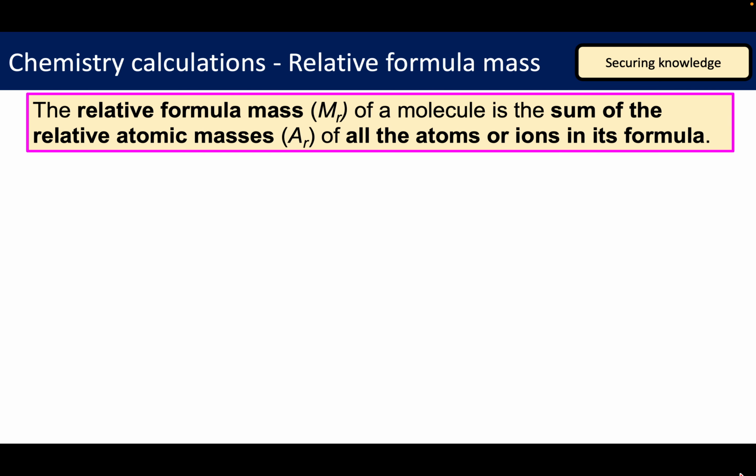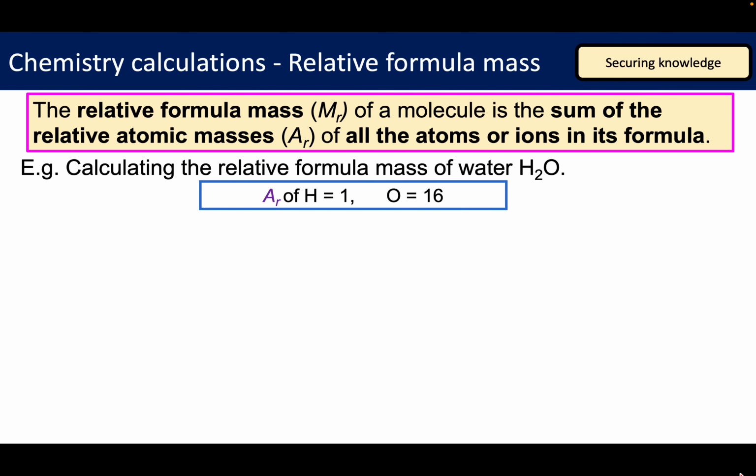So let's secure the knowledge of what relative formula mass is and how we calculate it. Essentially, it's the sum of the relative atomic masses of all of the atoms or ions in a molecule's formula. Now, in this scenario, we're going to look at water, formula H2O. We've been given the relative atomic masses there, the Ar standing for relative atomic mass. H is 1 and O is 16.